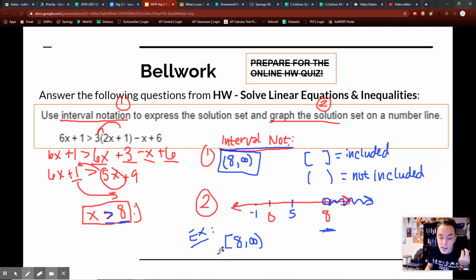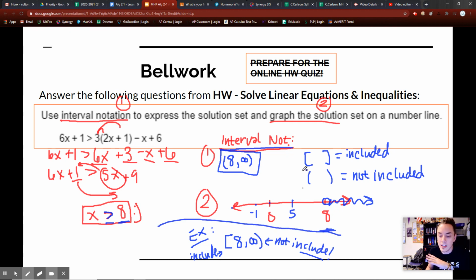So that means 8 is included on this side. It's included. Okay? But on this side, on the right side of the number line, it would be not included because you can't equal infinity, right, guys? This is just an example that has nothing to do with our actual bell work question here. It's just completely different. So don't try to get these confused.